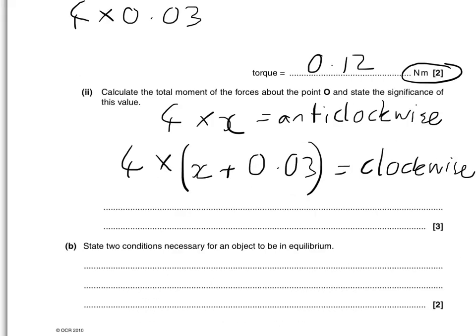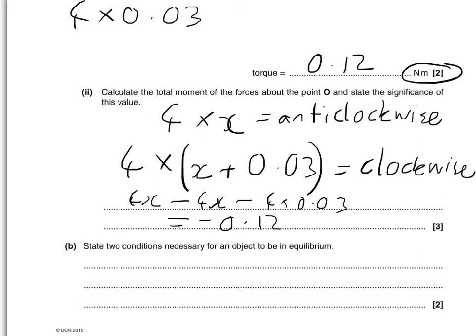So if we expand the brackets, in the second case, anti-clockwise is 4x minus 4x minus 4 times 0.03. And that will give us an answer. 4x minus 4x is 0, so we're going to get minus 0.12. But effectively, the moment is the same.